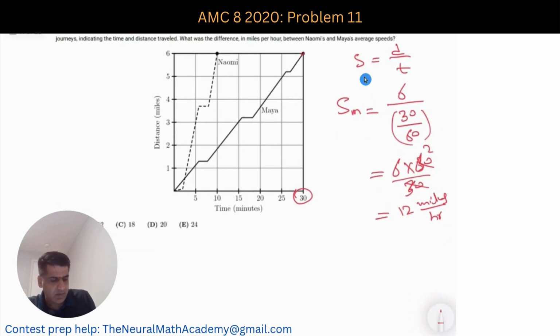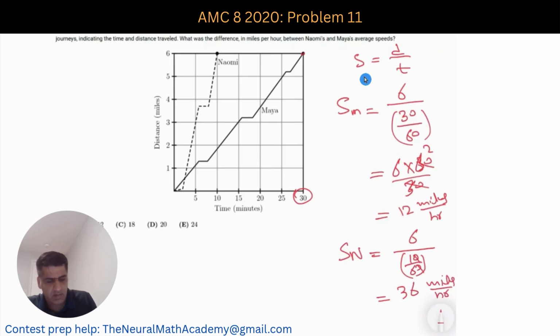So similarly, we can calculate for Naomi. So S_N would then be equal to the distance, that is again 6, and the time that it took, that is 10 minutes, and then we can solve it, and we will get the speed, that is 36 miles per hour.